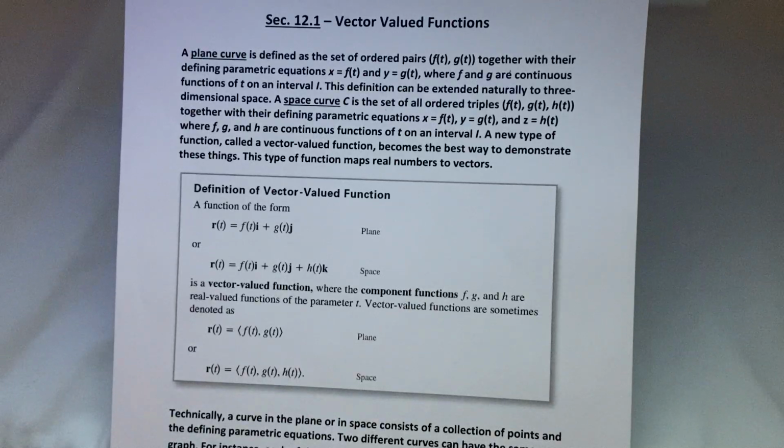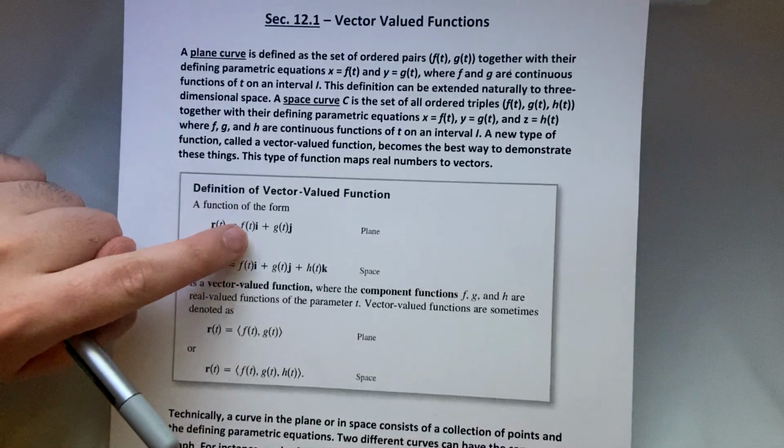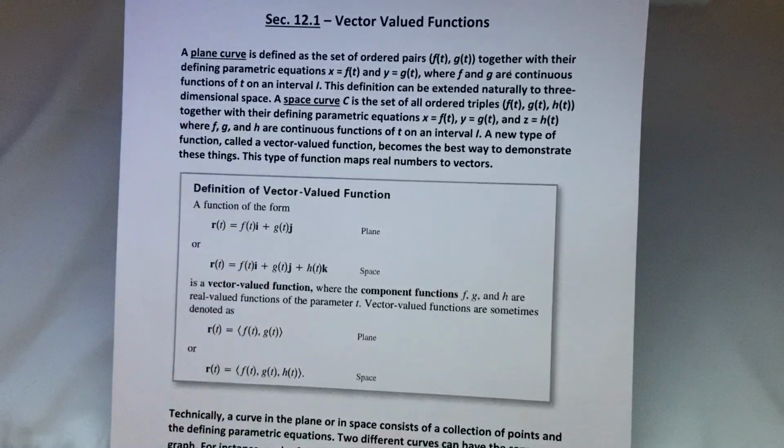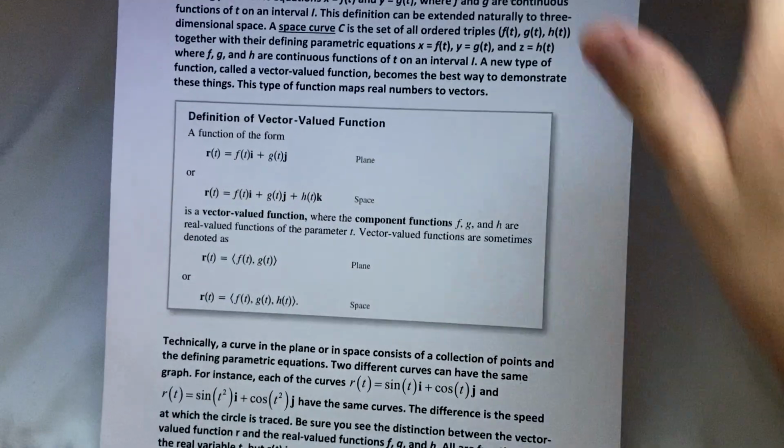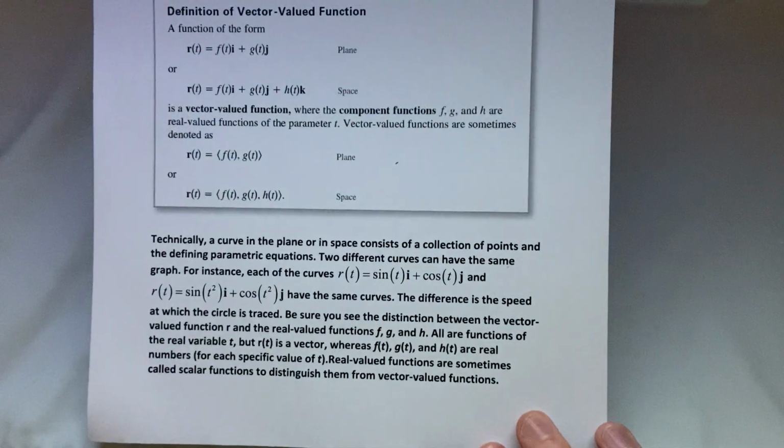Now, a new type of function, which is a vector valued function, can demonstrate the same idea by instead calling it parametric equations multiplied by the unit vectors and the directions in either 2 dimensions or 3 dimensions. They can be denoted either with the i, j, k or in the same vector form we've done before.